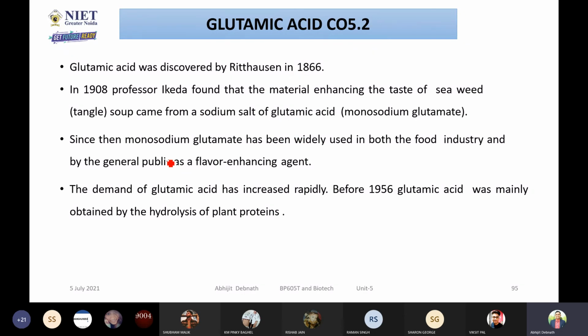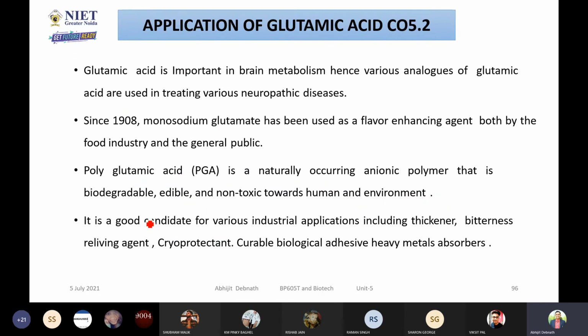Another thing is glutamic acid. Glutamic acid is also very important, and you can produce it with the same process, same methodology. It is widely used in the food industry and also by the general public as a flavor enhancing agent. I hope the girls are also aware, because you watch lots of YouTube videos and other things. You might have seen some people using glutamic acid as a flavor.